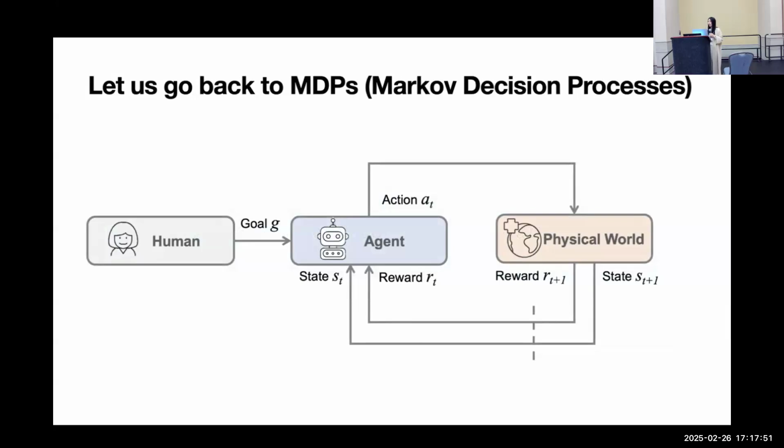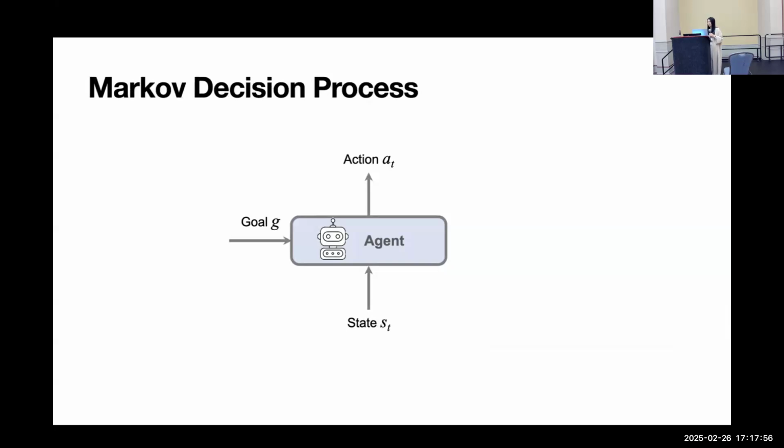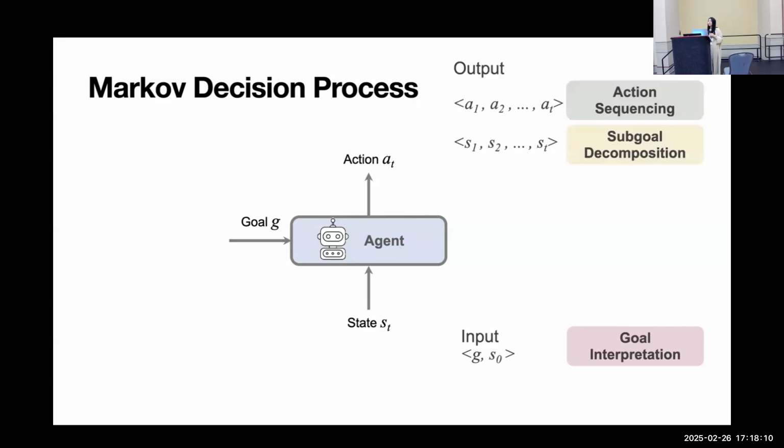And when we do this, we also ground it back to the MDP process, as we just mentioned. For this MDP process, we care about the agent part, where we have the state and the goal as input, and we're trying to have the action as output. So we essentially have 4 different abilities. The first one is goal interpretation. Then transition modeling. And for the output, we can have the sequence of actions, so it's basically action sequencing. And we can also have a sequence of states, so it's basically sub-goal decomposition, to see whether we can break down the large goal into a subset of sub-goals.